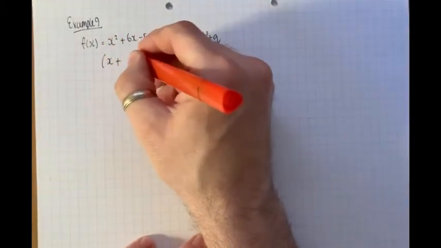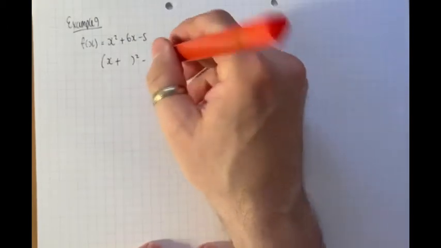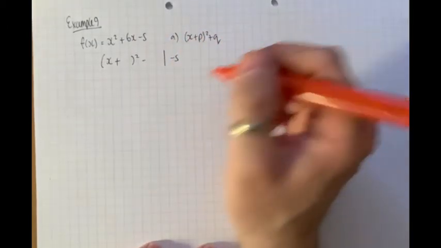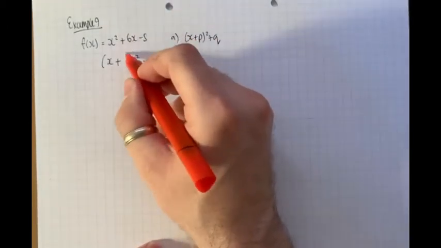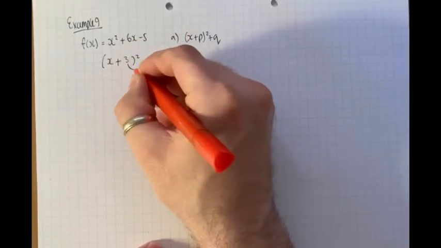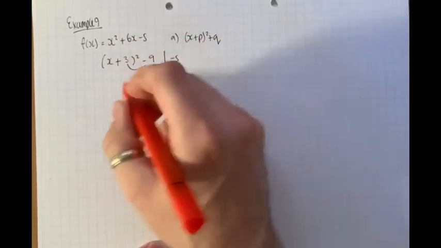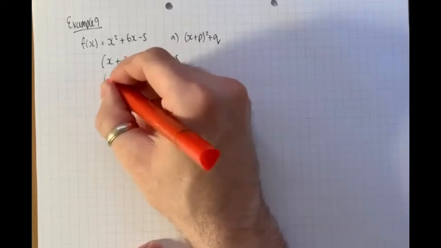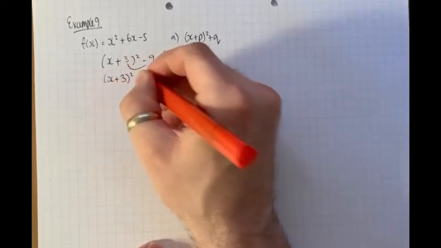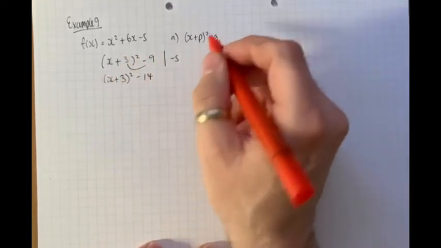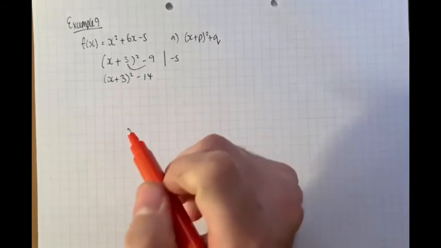It's going to be (x plus a) squared minus a number, and we'll do the minus 5 at the end. Halve this number, square that number. So putting those together, we get (x plus 3) squared, take away 14 in that form. So p would be 3, q would be minus 14.